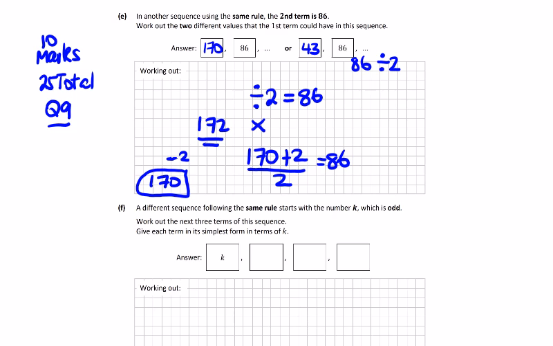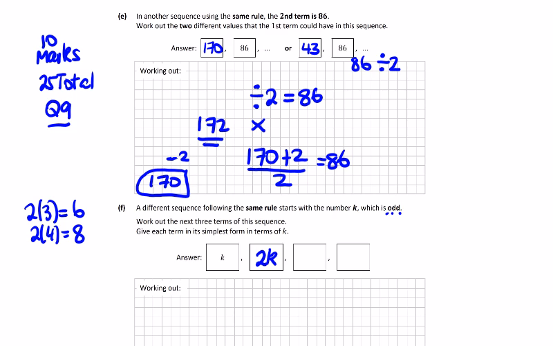Part F, a different sequence following the same rule starts with k, which is odd. So the next one's going to be 2k. And 2 times any number is even. Just double check that. 2 times 3 is 6. 2 times 4 is 8. So 2 times any number is even because 2 is a factor of it.